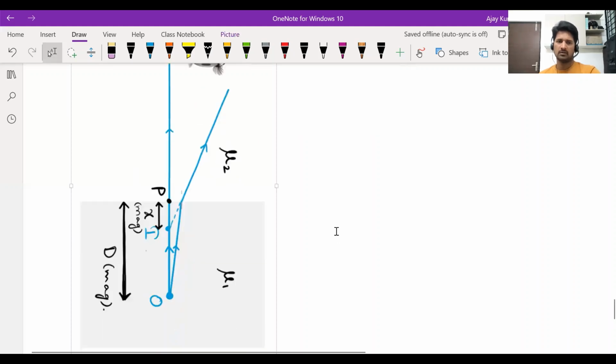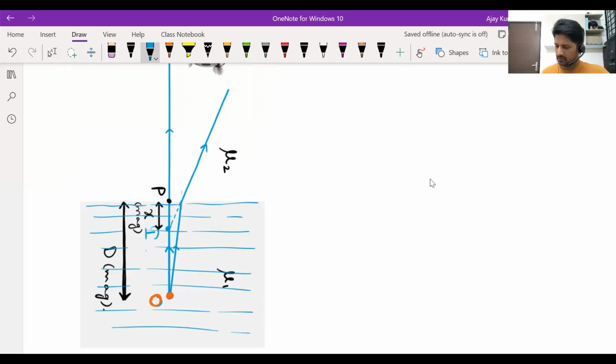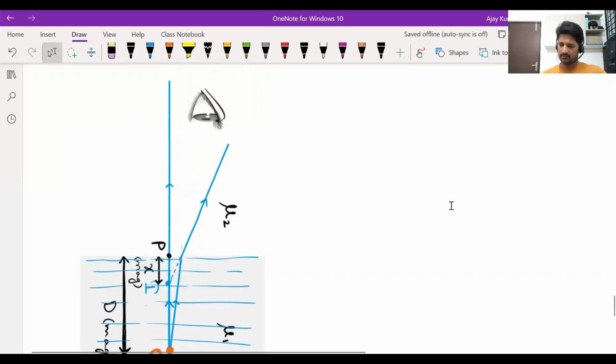That's all. This is what you generally see in books where the apparent depth of an object is derived. The actual object is O. That is where it is present. Okay. And assume this medium is water. And the observer is outside in air. Okay, you can observe this in daily life also.